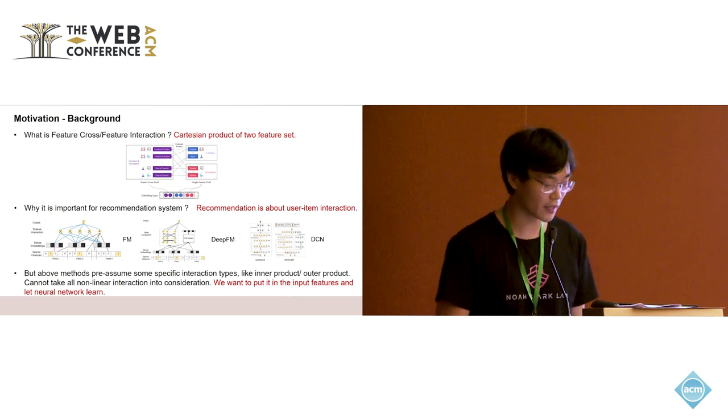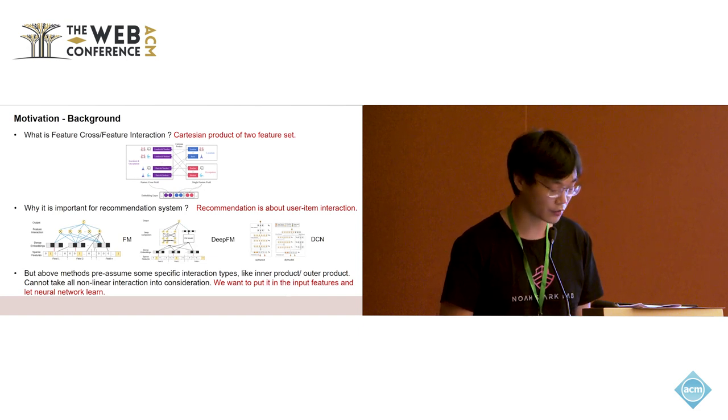So why is it important for recommender systems? Because recommendation is all about user-item interaction. Many previous models like FM, DeepFM, or DCN use feature interaction. But these methods pre-assume some feature cross form, for example, they use the inner product or outer product. The best way is to combine them and input them into the input layer of the network, and let the neural network learn how to do the nonlinear transformation.